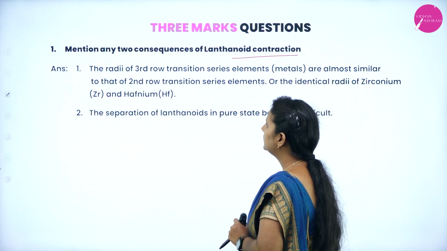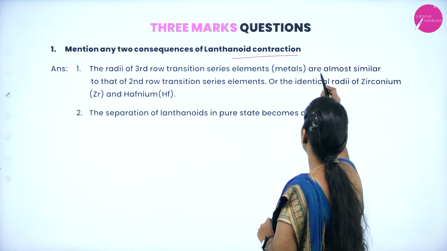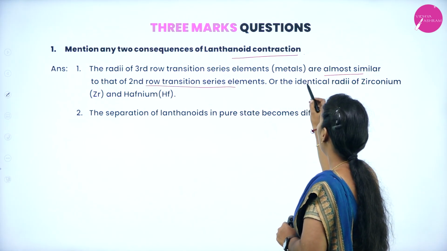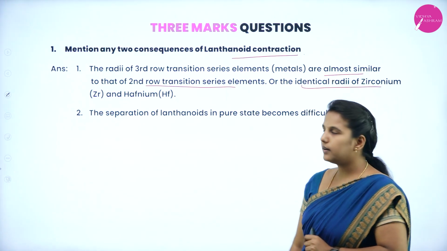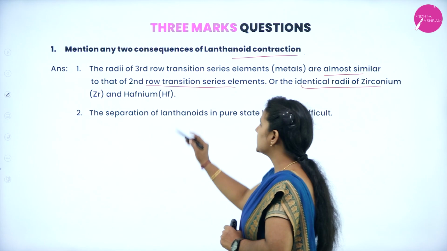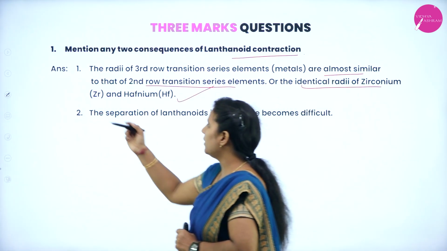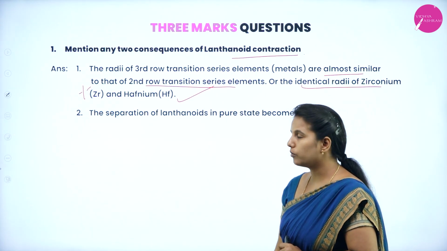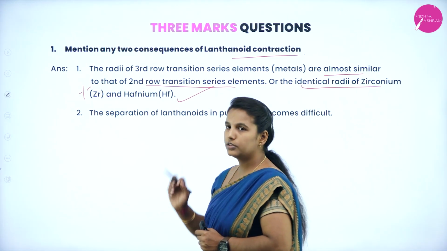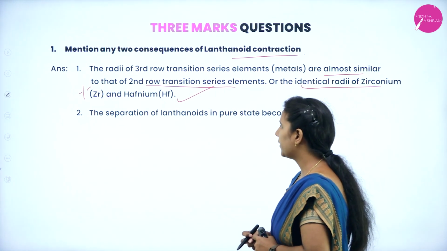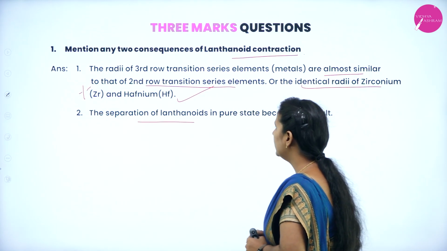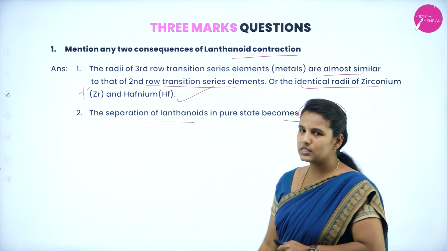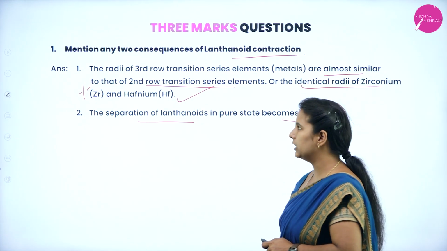The radii of the 3d row transition series elements are almost the same as those of the second row transition series elements, or you can write that zirconium and hafnium have identical radii. For the 1 mark, they can also ask why zirconium as well as hafnium show almost the same atomic radii: due to the lanthanide contraction. Next, the separation of lanthanides in a pure state becomes very difficult. These are the 2 main consequences of the lanthanide contraction.